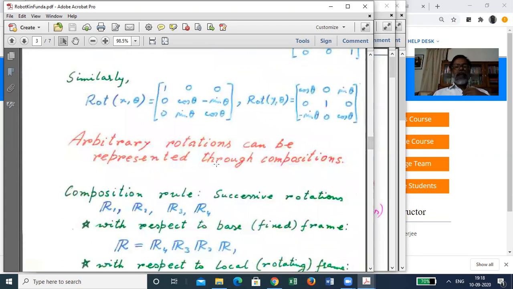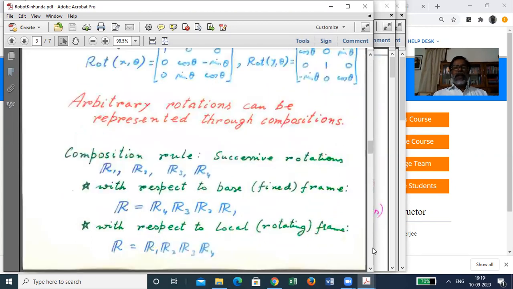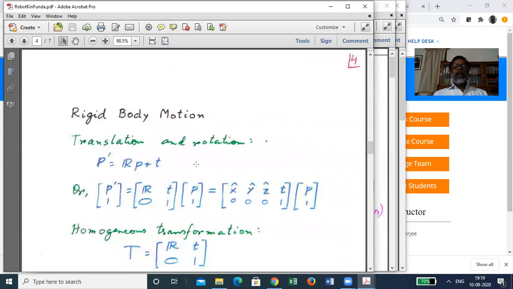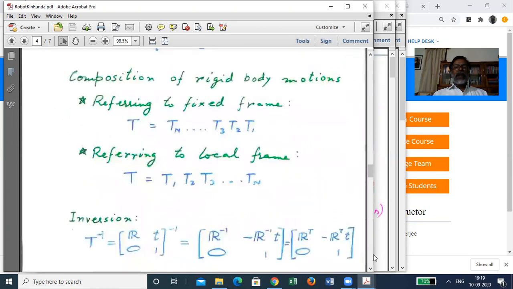However, this is one point. Arbitrary rotations can be represented through compositions. What kind of compositions and what rotations they would represent, how the expressions for the rotation matrix, the corresponding rotation matrices, that we need to discuss a little in detail, right? So that with the help of them, rigid body motions together, we can represent nicely.